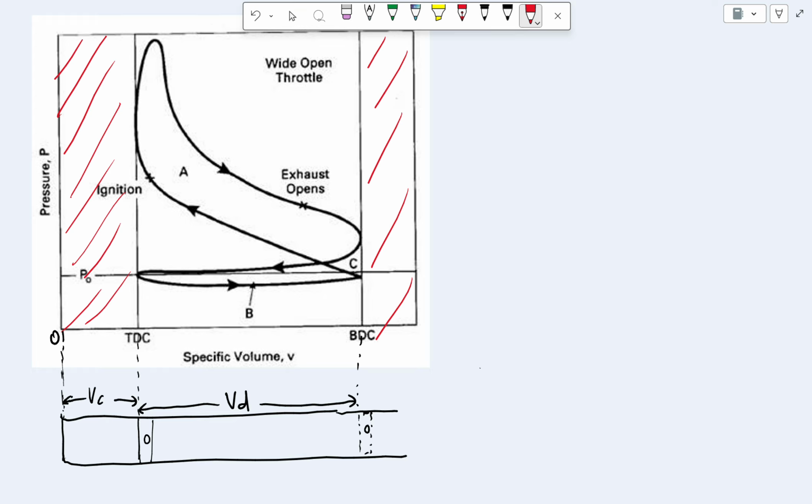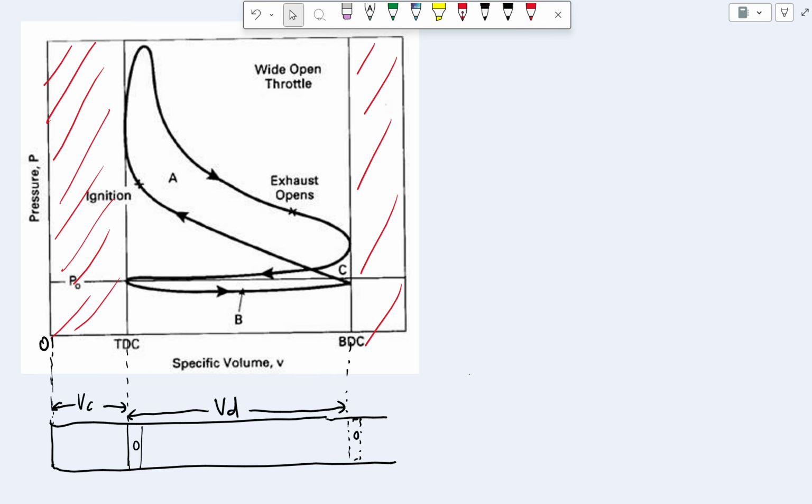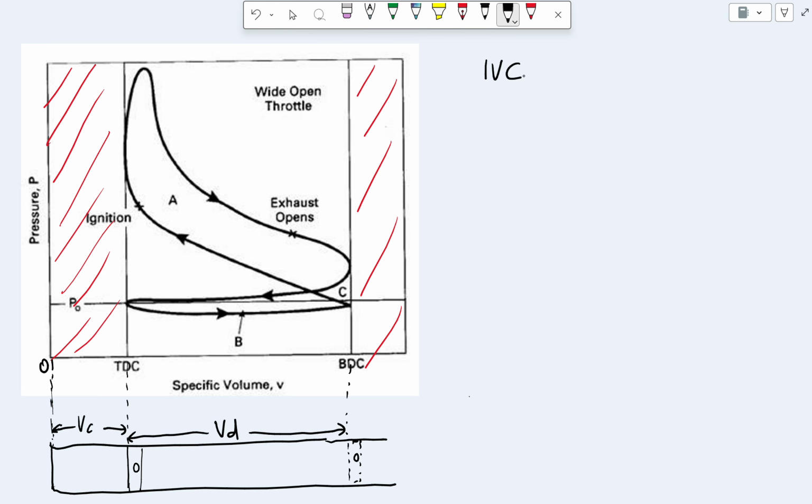So we can choose a starting point anywhere we want on the cycle because it is a cycle. And the point we're going to choose to start with is our intake valve closing. So typically we start with our intake valve closing. And we can label the intake valve closing as IVC. We're going to see that our IVC is going to happen at this point right here. So we're going to label this point as IVC, and we're going to label it as point 1. So IVC stands for intake valve closing.